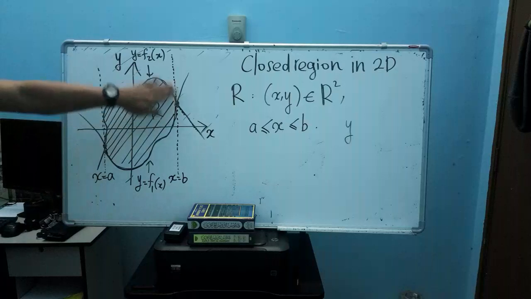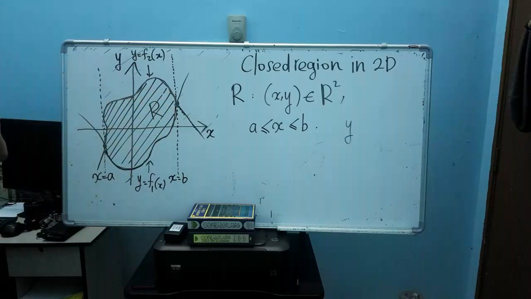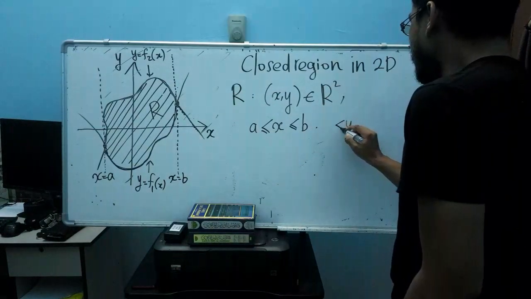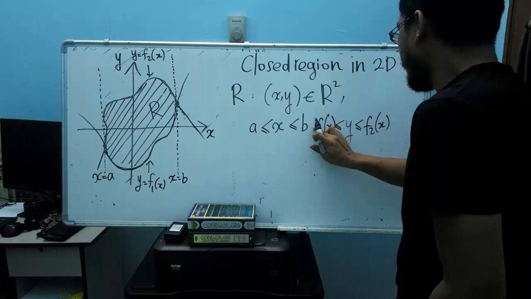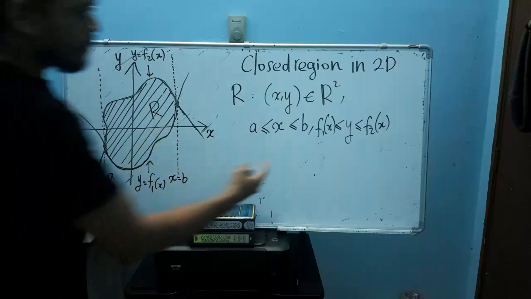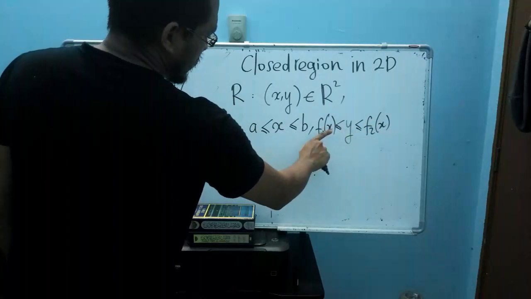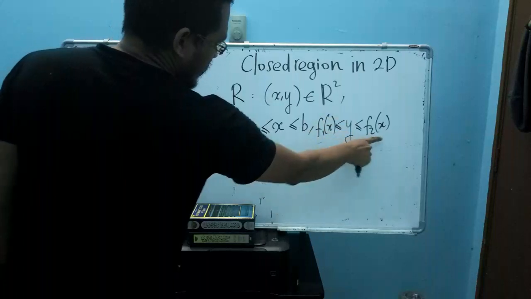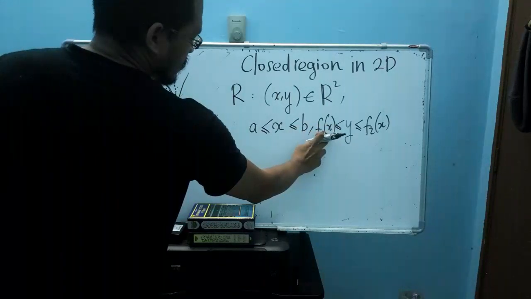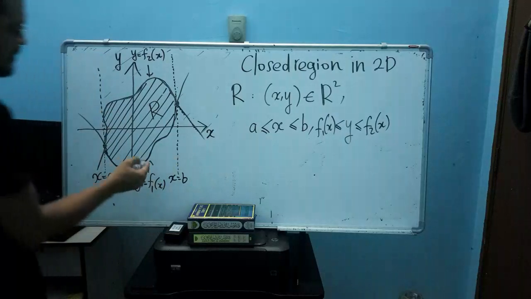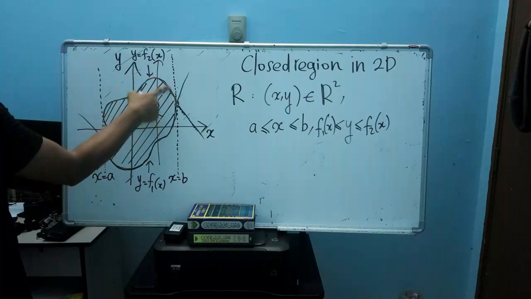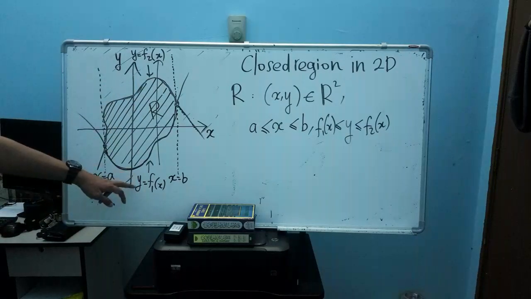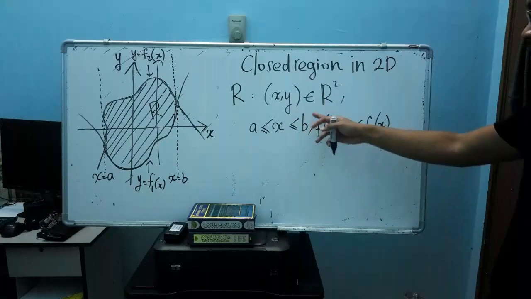From these two curves, we can see clearly that my y here is between f1(x) and f2(x). Why? Because y should be taken from the values in between, meaning that this one is the smaller value and this one is the larger value. So it starts from f1(x) until f2(x). This is how we can describe all points in R.